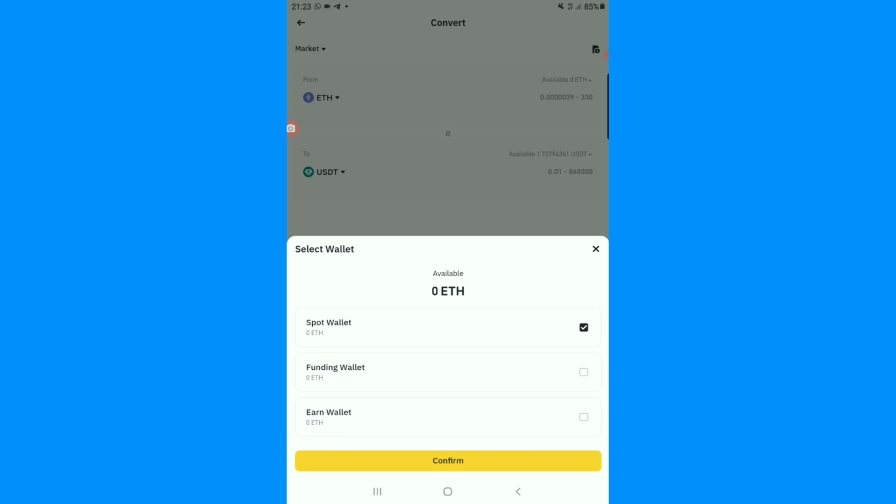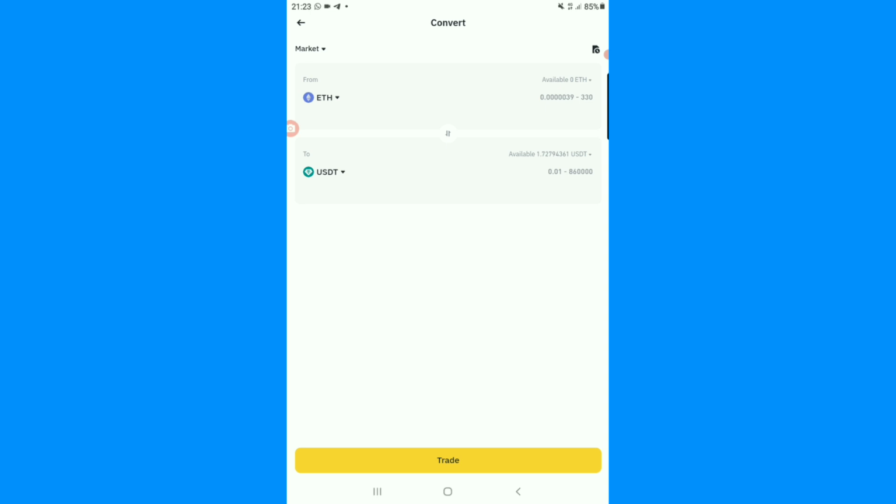After entering it, you can now tap on trade and complete it. Enter the code that will be sent to your email and your authentication app in order to complete your verification, so that the transaction will take place.